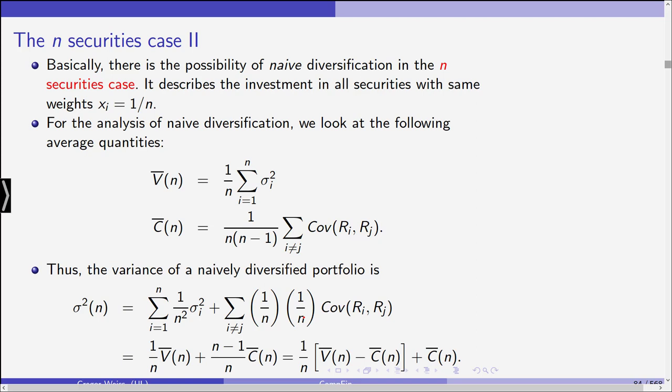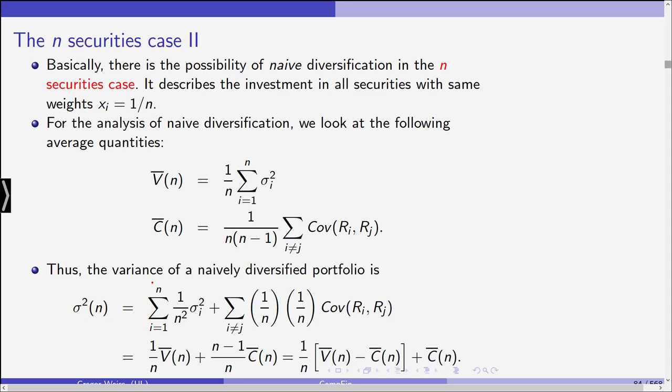So for the analysis of naive diversification, we look at the following average quantities. First of all, we take the average individual variance, sigma i squared. This is what we denote with V bar. And then we take the average of the covariance, and let's see what happens. So we have the average covariance and the average variance. And the variance of a naively diversified portfolio is given by, so we know that all those x's, all those weights, they are 1 over n. And this gives us this equation here for the variance.